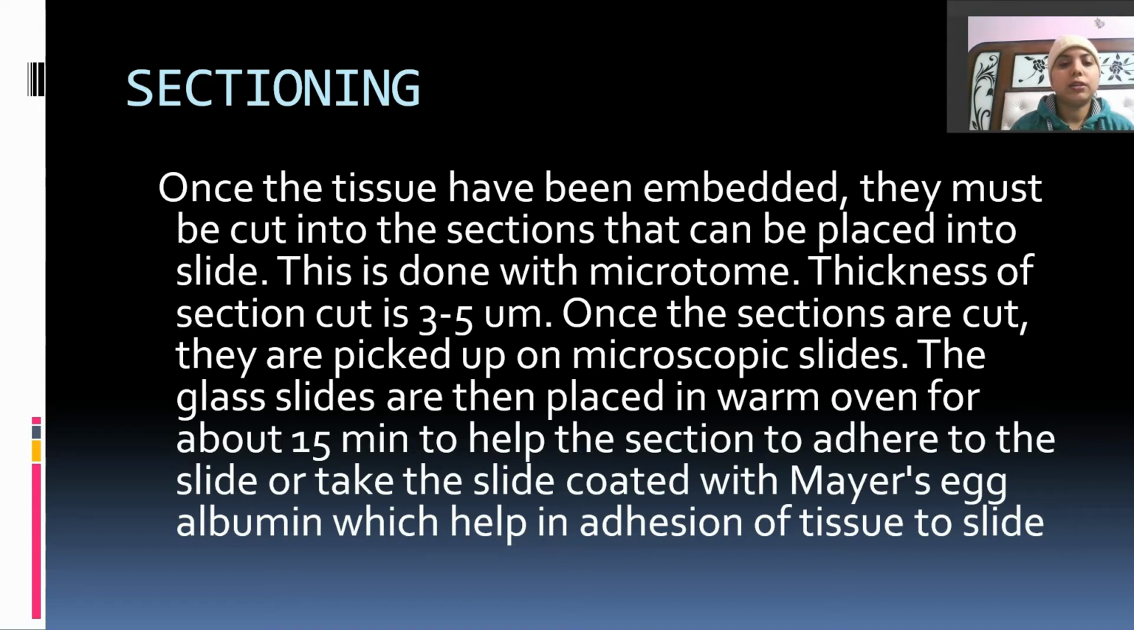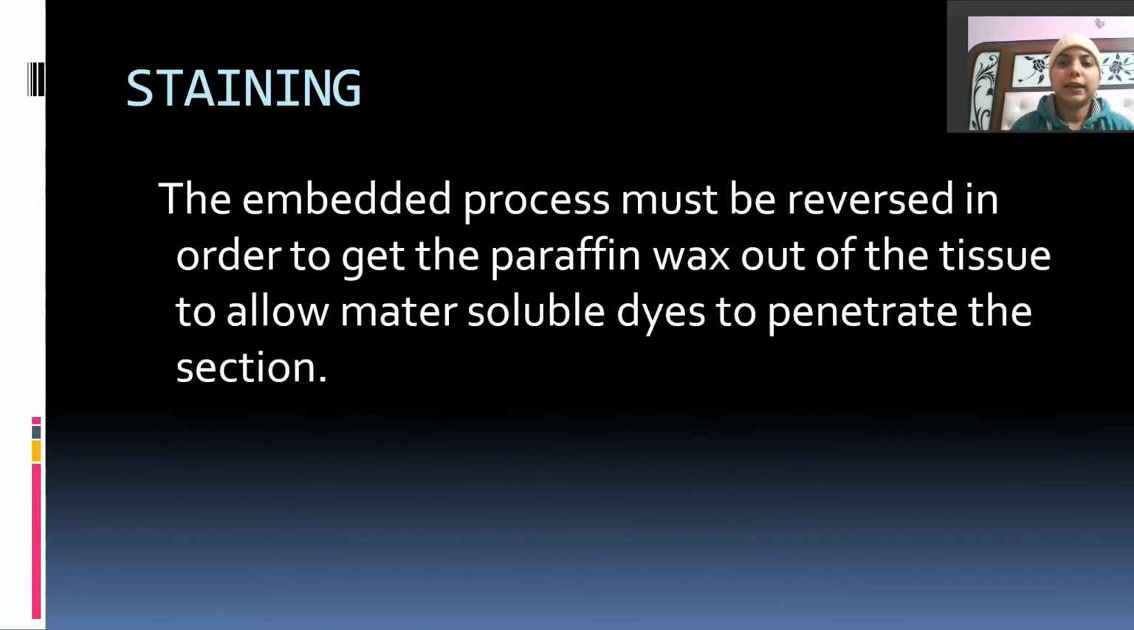Once the sections are cut, they are picked up on the microscopic slide. The glass slides are then placed in a warm oven for at least about 15 minutes to help the section adhere to the slide, or we take slides coated with Mayer's egg albumin, which helps in adhesion of tissue to the slide. Then finally we have to stain the slide.